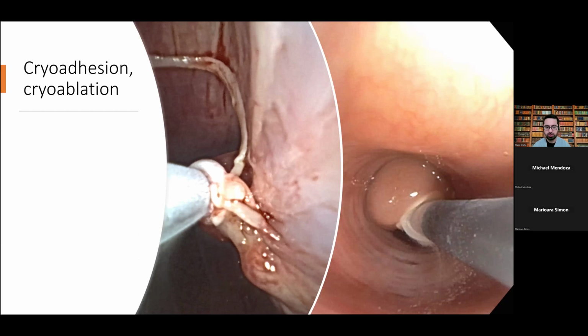So here are two pictures showing one of each thing. Cryoadhesion of retained secretions and a little bit of residual tumor on the left. And on the right, you're looking at the cryoprobe causing cryoablation. This will be just rapid cooling followed by slow thawing.